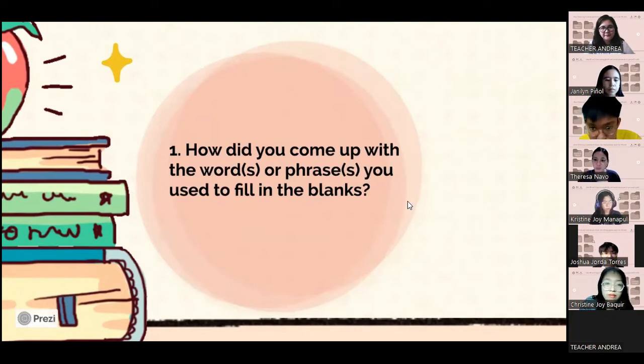I used to be a poet po, a writer of poems. So whenever I see some things like that, or I have written a lot of poems back then. So when I have seen the activity, it is a very fun activity for me. And I have come up with the words and the phrases just with the thoughts that come up to my mind whenever I read the line and what word would fit to it. So that's what I used and that's what I put to fill in the blanks po.